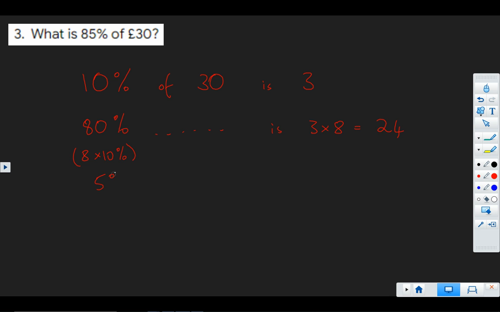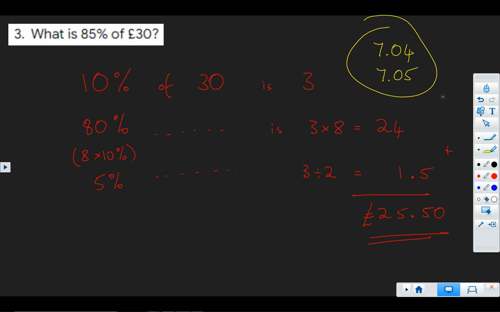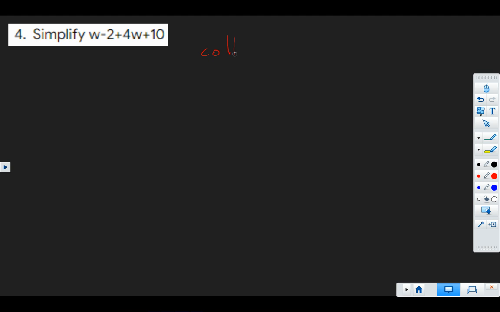And you'll also see on the bit of the video for question 2 that 5% is half of 3, which is 1.5. So if we're going to add these together to get 85%, 25.5. Again, it's money, so let's make sure we write it properly as money. Same nuggets really as for question 2 to practice there, 7.04 and 7.05.